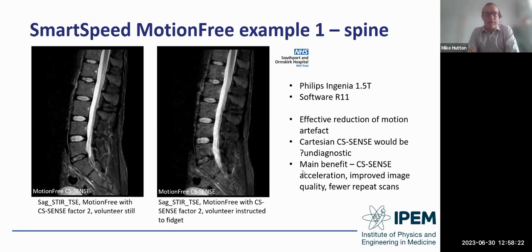I don't have an image to share, but had that been a Cartesian CS Sense acquisition, then very likely it would be undiagnostic if this was in a patient. So the main benefit here is being able to apply CS Sense acceleration, get faster imaging, but without the normal concerns about patient movement.